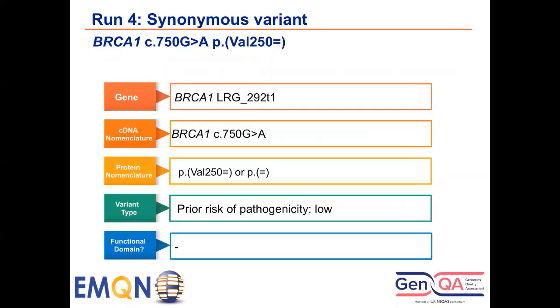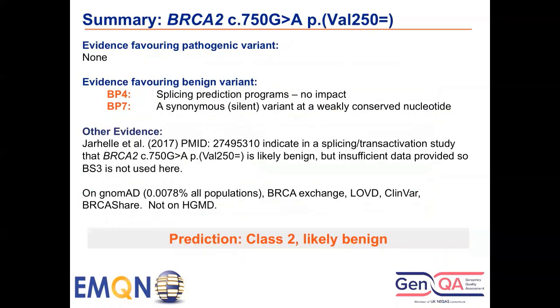Okay, onto my final variant that I'm going to work through. This time it's a synonymous variant in the BRCA1 gene, c.750G>A, and that is predicted to cause no protein substitution at the valine 250. So generally the prior risk of pathogenicity for synonymous variants is low unless it affects splicing. So the evidence favouring it being a pathogenic variant in this case is none.